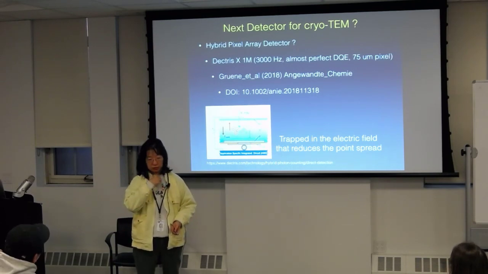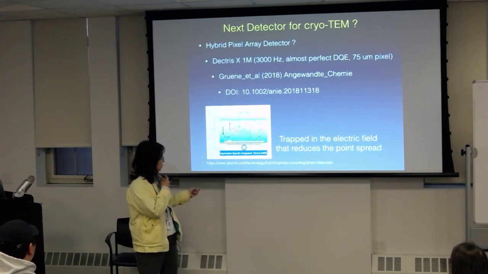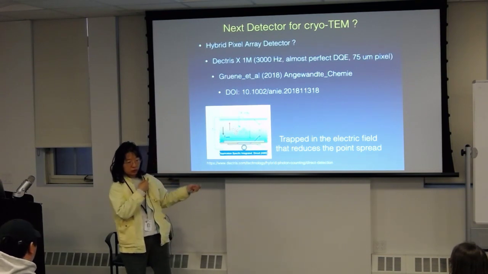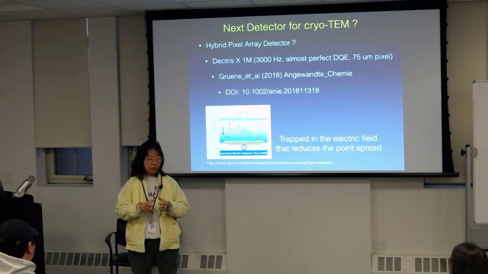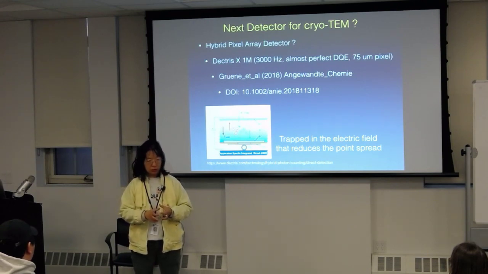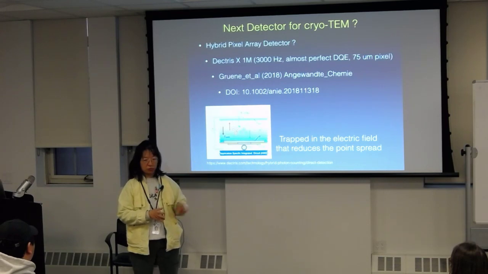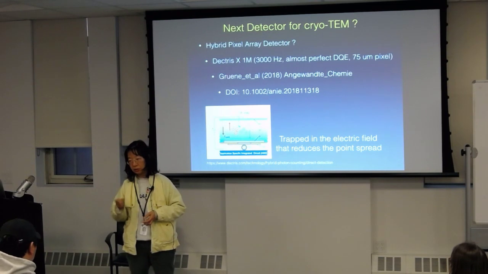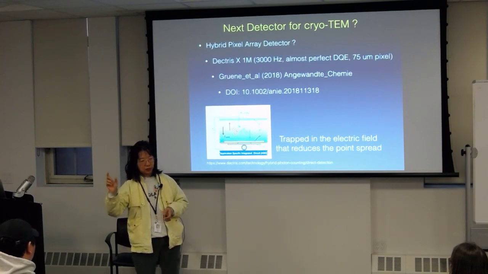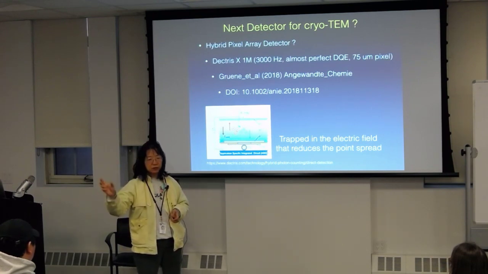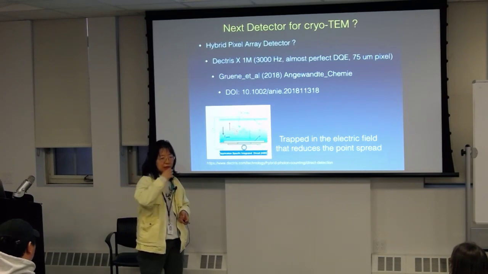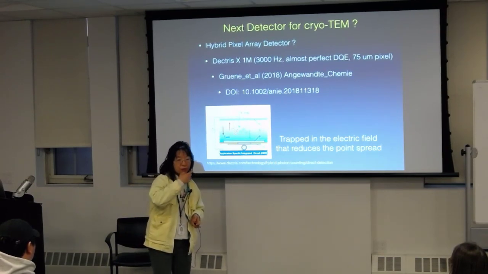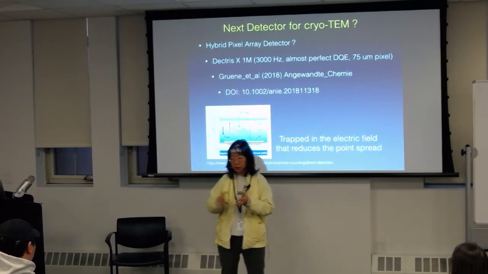The problem for us is that because of all the electronics involved, they tend to make it at a really large pixel size. Currently, for this particular model, it's 75 micron per pixel. In comparison, the K2 is about 5.6 or 6 micron pixel. I think the Falcon 3 is 15 or something like that, right? 14 micron. Yeah, so it's a very different scale.